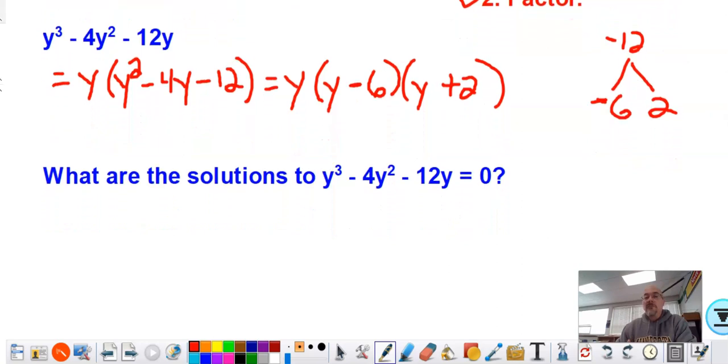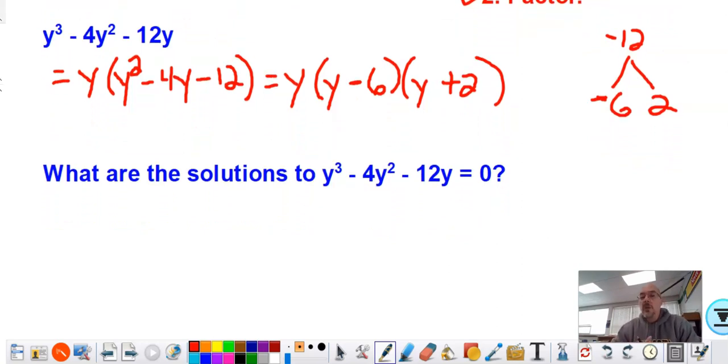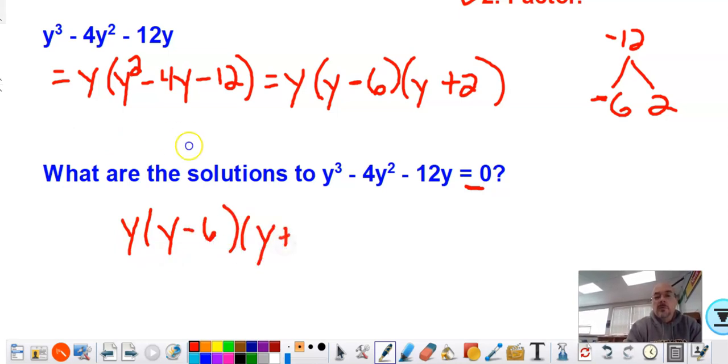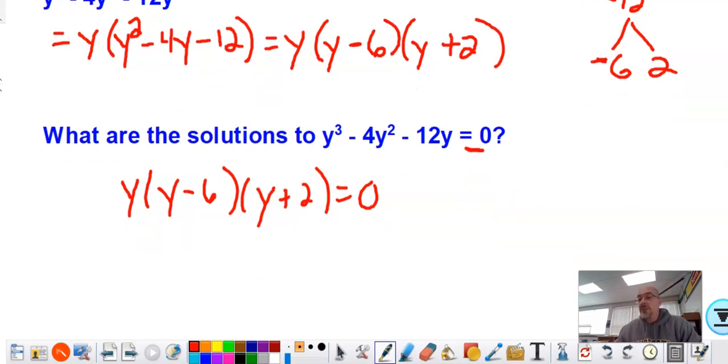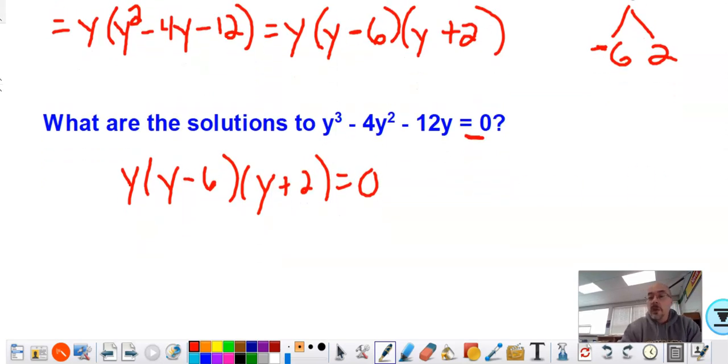Now, I'm going to go one step further with it. What if it said, okay, what are the solutions to this? You'll notice now it equals 0. So let me rewrite this equal to 0. Now, there are three solutions to this, okay?